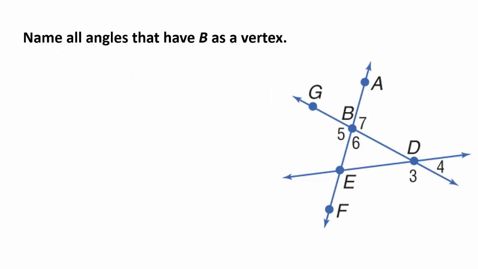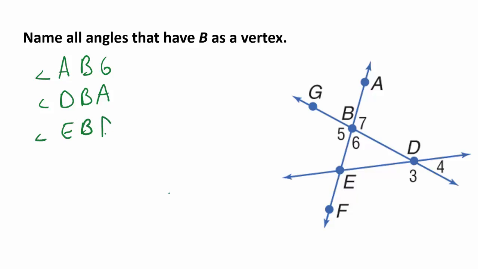Let's name all the angles that have B as a vertex. I see 4 distinct angles, and I'm going to name them all for you now. We've got angle A, B, G. We've got angle D, B, A. We've also got angle E, B, D. And lastly, angle G, B, E.